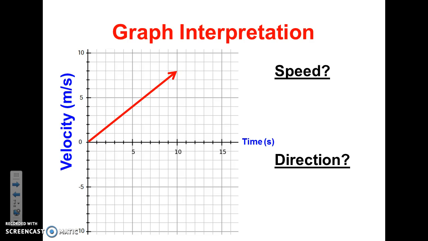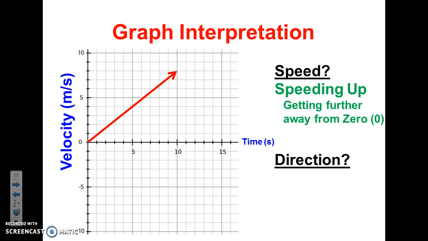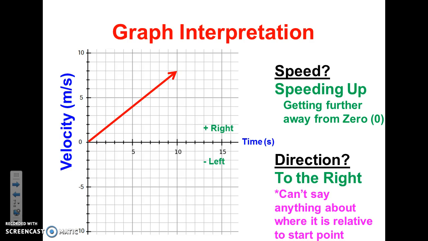Now I have a change in velocity. So in this case, I am speeding up. My velocity is getting larger as time goes on. I go from 0 all the way up to 8. So I am speeding up. Getting further away from 0, speeding up. My direction, I'm on the positive side, so I am moving to the right. And again, I can't say where I am relative to the start point.